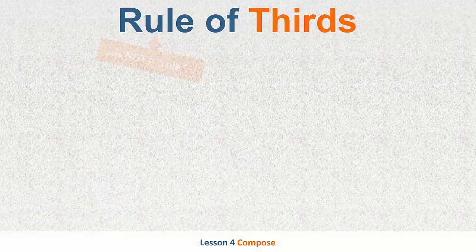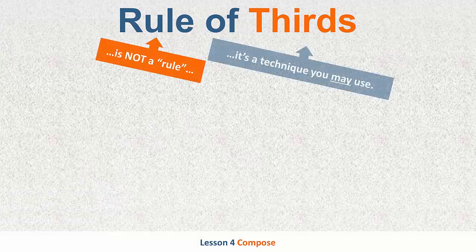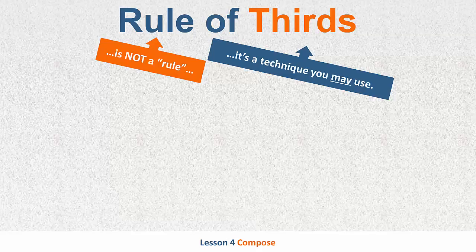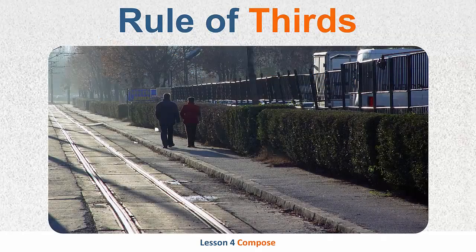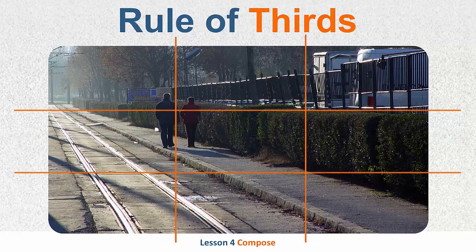First, the rule of thirds is not a rule. It's a technique that we may use. What is it? If we divide the viewfinder into thirds, vertically and horizontally, these lines and the resulting 4 intersections are effective positions to place the subject and/or any major visual element, such as the horizon.